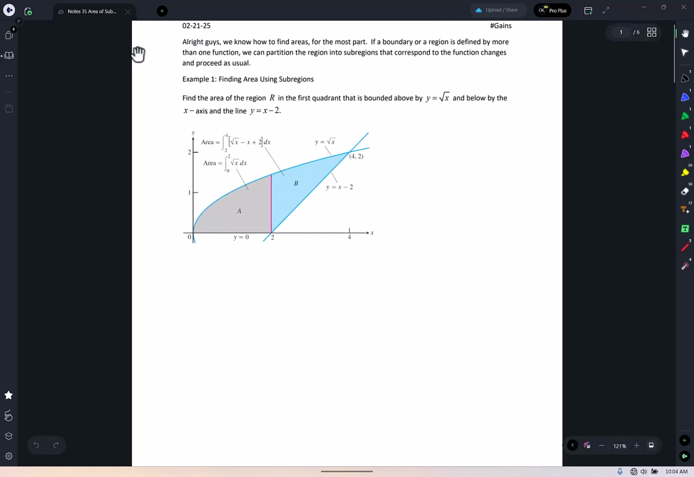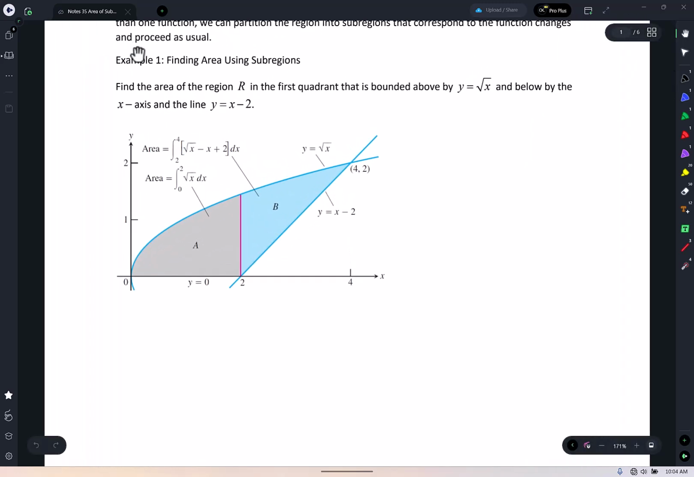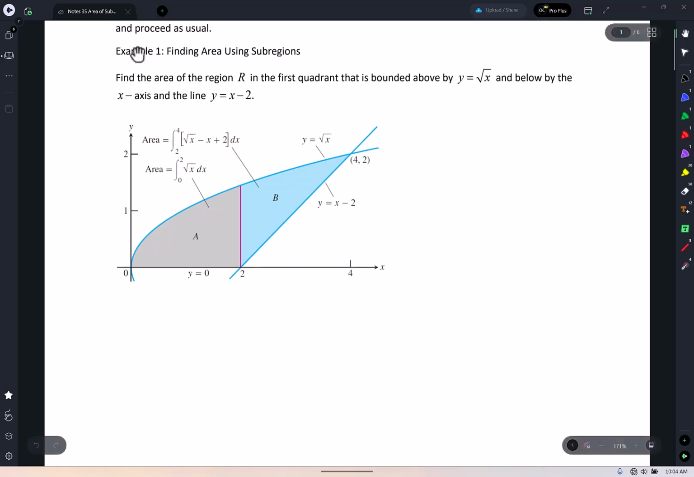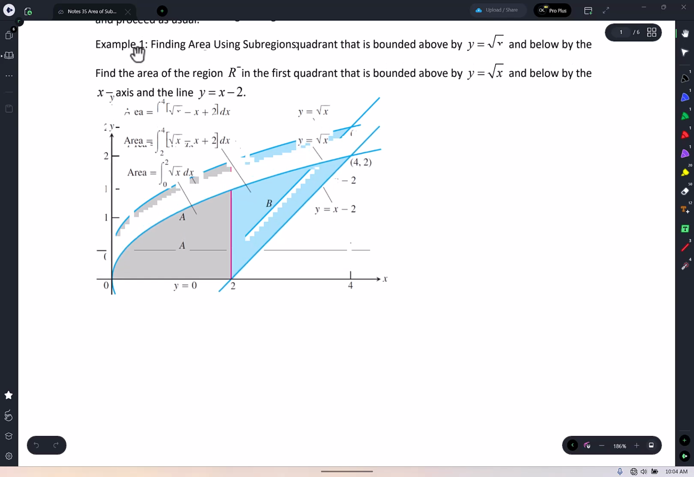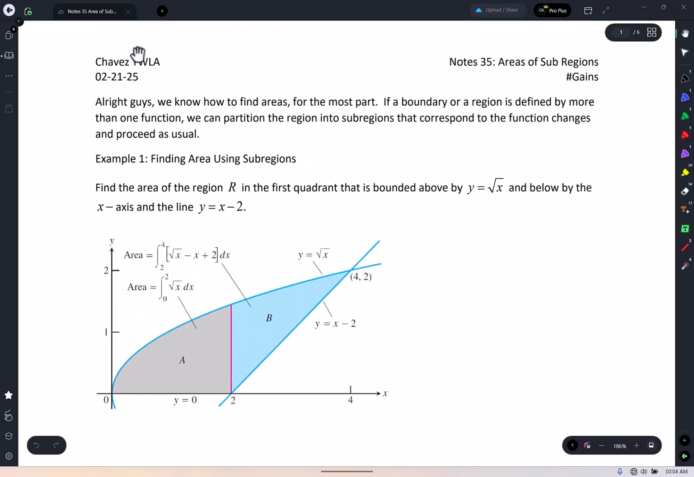All right, here we go, guys. So now we're just practicing with all the stuff that we already kind of know, or hopefully we've mastered it. So it says here, example one, these are notes 35, area of subregions.